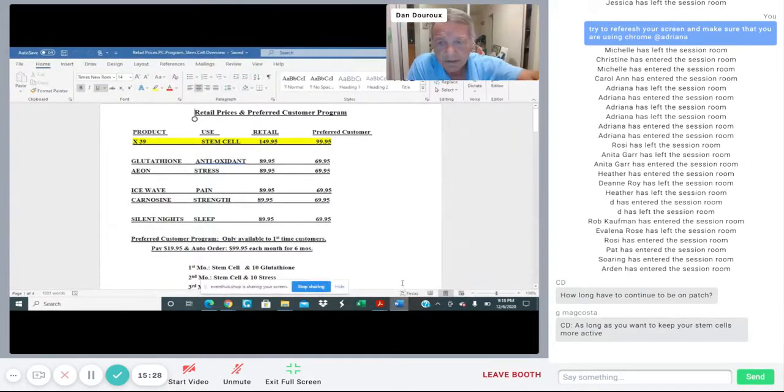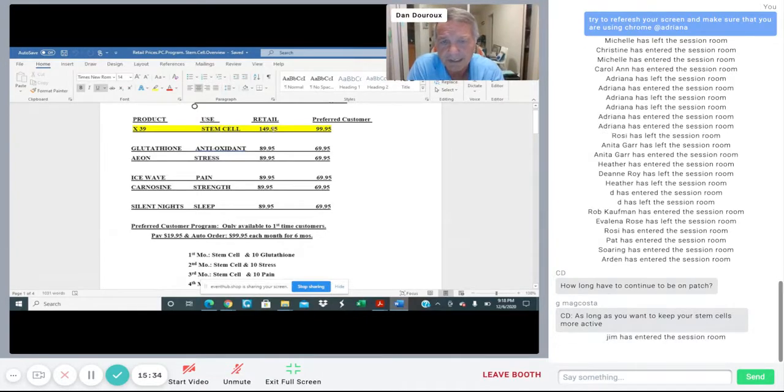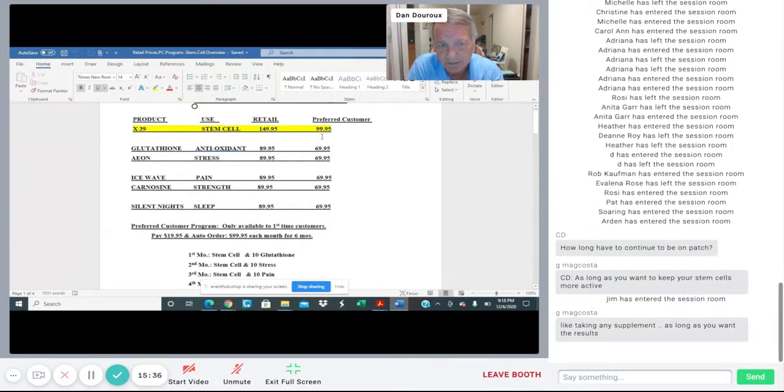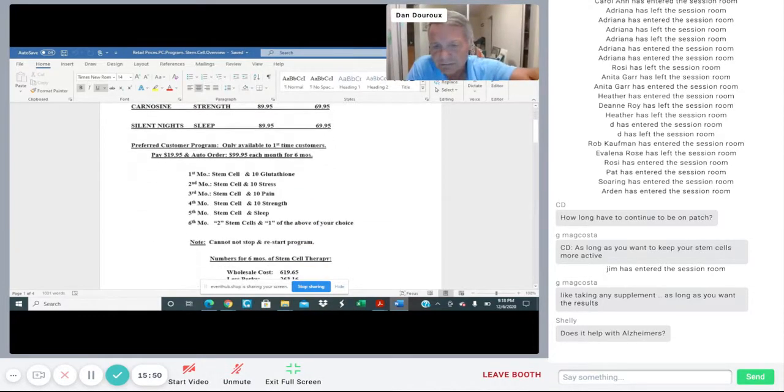Here is the stem cell patch right here. It retails for $149.95. Nobody pays retail that I've ever had. And they wholesale for $99.95. And then we have some other patches that deal with antioxidants, stress. When you get into more specific things, we can get into that. And that's a really good 6-month program.